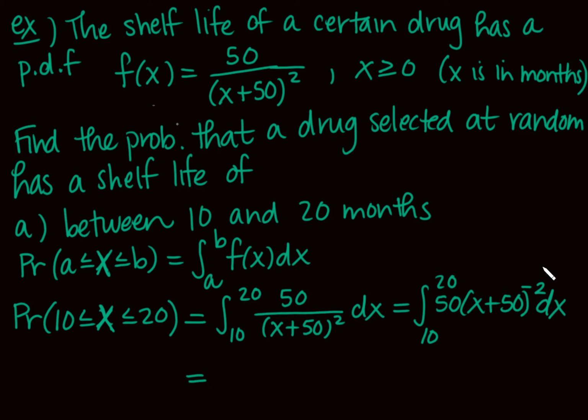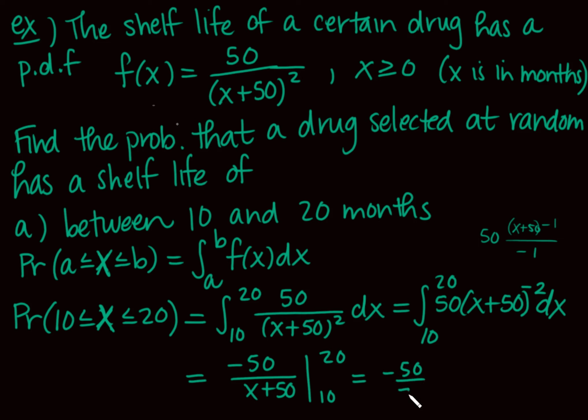So if I add 1 to this, I get -1, right? And then I'm going to divide by -1. So I'm going to do a little side work up here. And then remember, I have to divide by the derivative of the inside, but the derivative of the inside is just 1. So it looks like I get a -50 over x plus 50 evaluated from 10 to 20. Okay, so if I plug that in, I get a -50 over 70 minus a -50 over 60.